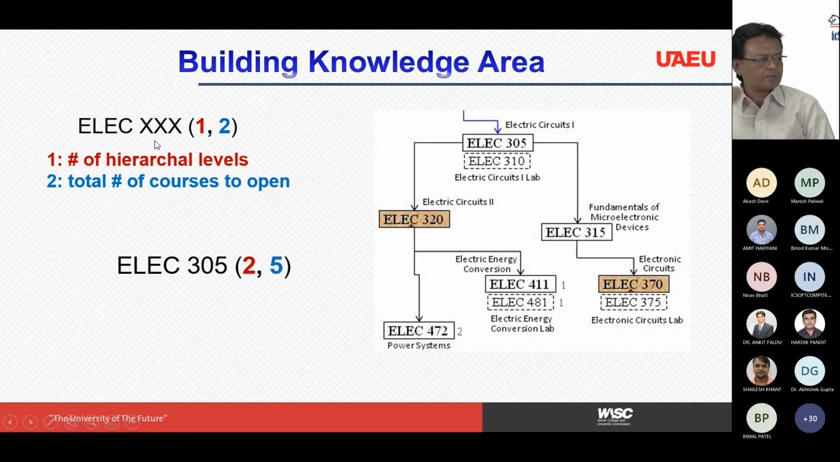For each course, I'll show you in the next slides, two characteristics are associated with it. The first is the number of hierarchical levels, and the second is the total number of courses opened from that specific course. So if you select 305, although labs are there, we have included the labs in the course as well. How many hierarchical levels does it have? It has 2 hierarchical levels, like 1 and 2.